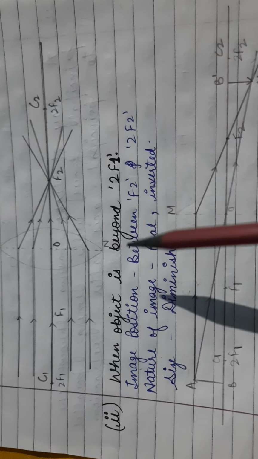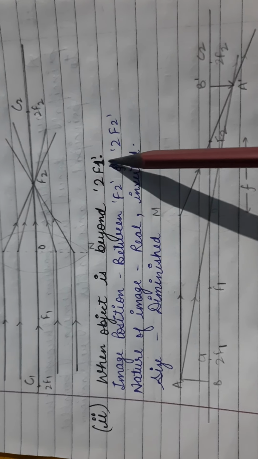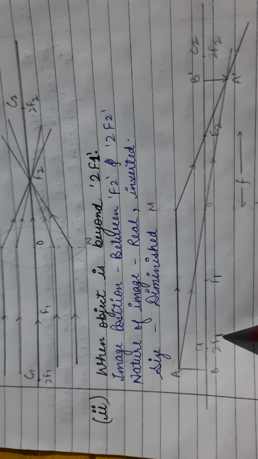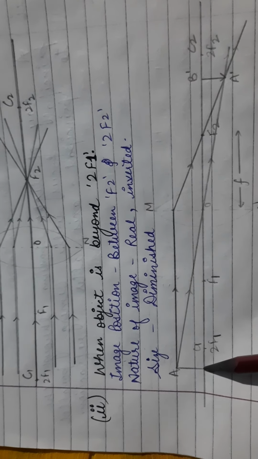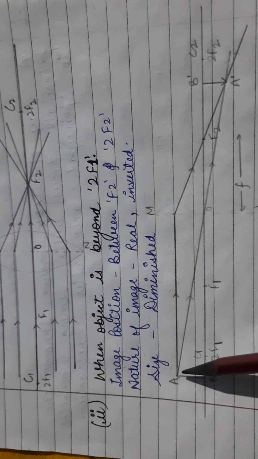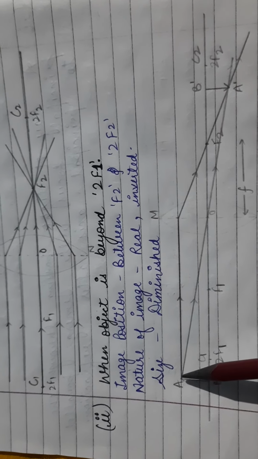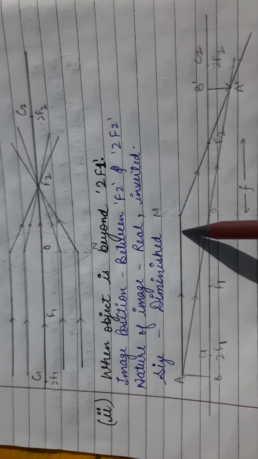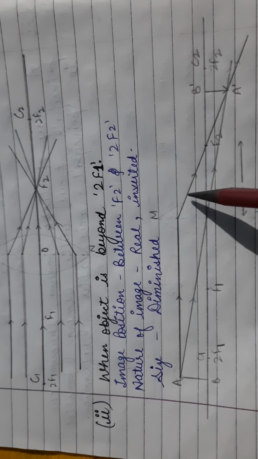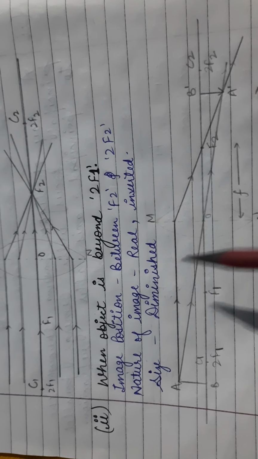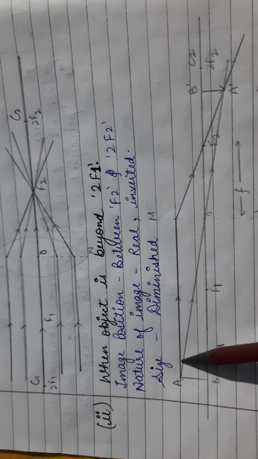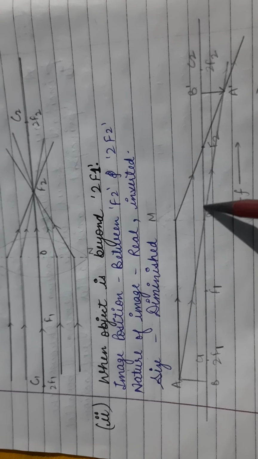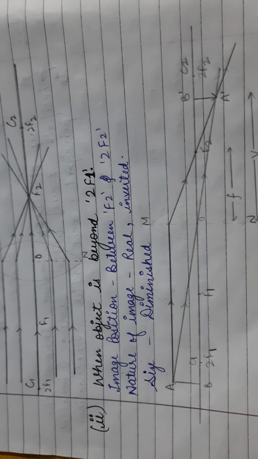The second point is when the object is beyond 2F1. This point is 2F1, or we can call it the center of curvature of lens 1. Here is the object, that is AB. So the very first rule, if the rays go parallel to the principal axis, they will converge and move through the focus, and the other ray that moves through the optical center will go in the same direction.